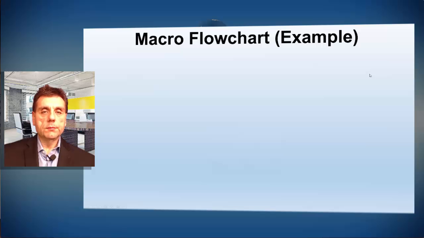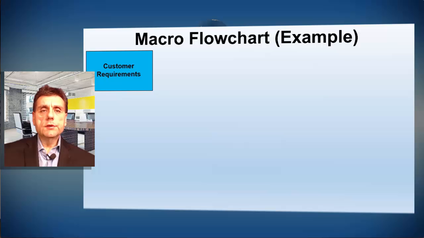and this is just an example, so it could be different depending on the organization. But let's look at what one macro flow chart, or the main business flow, should look like. So we all start with the customer requirements. If there is no customer, there is no need for any business. Therefore, the customer requirements should be the first step in our main business flow.